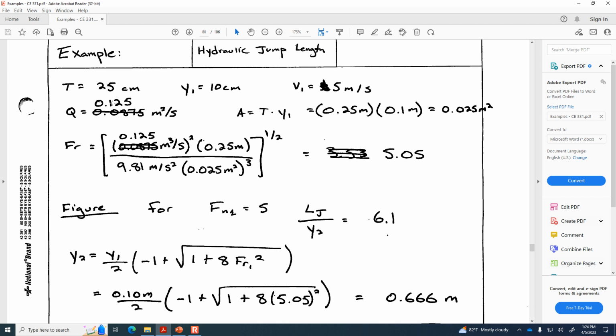So they gave us the velocity, the depth, and the width of the channel. From all those three things, we can calculate the flow rate. This flow rate is velocity times area.